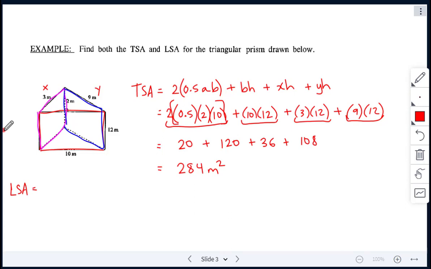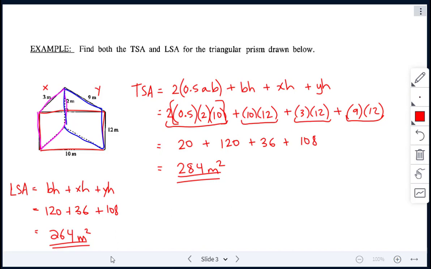Now, if we were just calculating the lateral surface area, you would exclude the top and bottom. So we would exclude the two triangles. So it would just be BH plus XH plus YH, which we've already calculated here. So it would just be the 120 plus the 36 plus the 108, and that would be equal to 264 meters squared. All right, so total surface area, 284 meters squared. Lateral surface area, 264 meters squared.